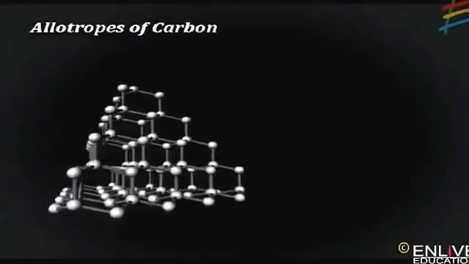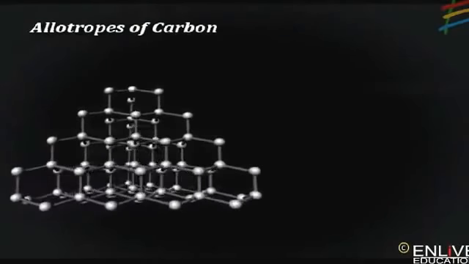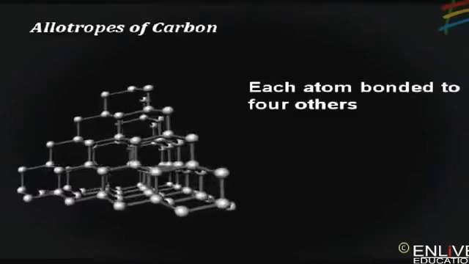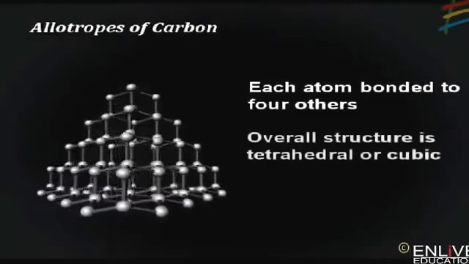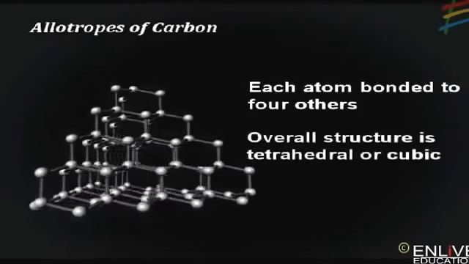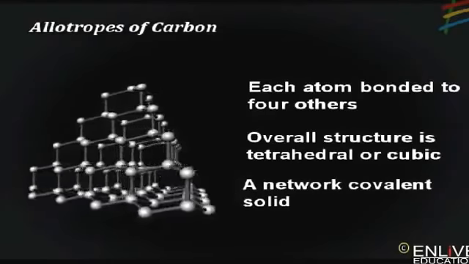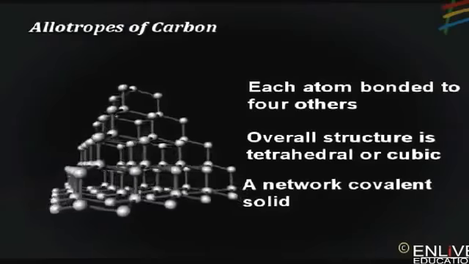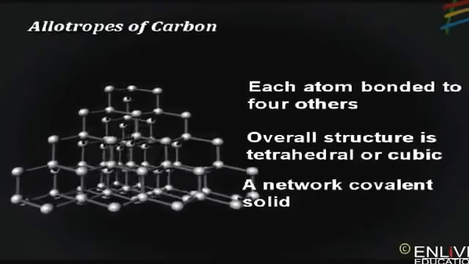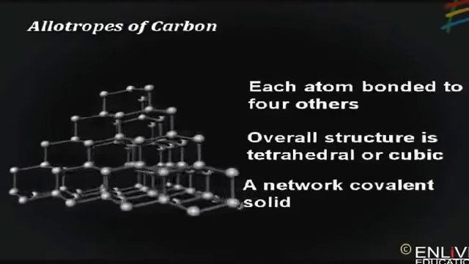Review. Diamond. In diamond, each atom is bonded to 4 others and the overall structure is tetrahedral or cubic. Diamond is a network covalent solid, which means it has covalent bonds extending throughout the structure in 3 dimensions.